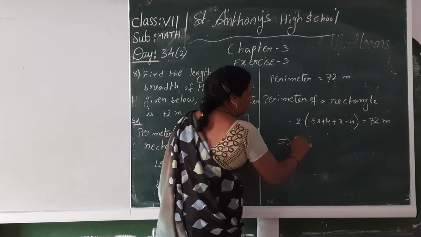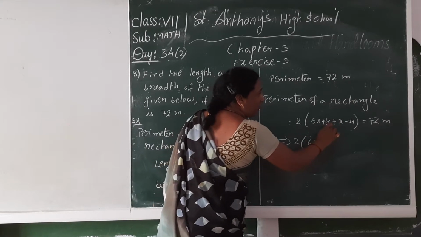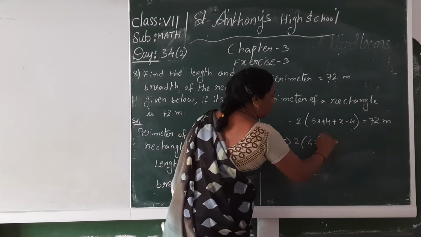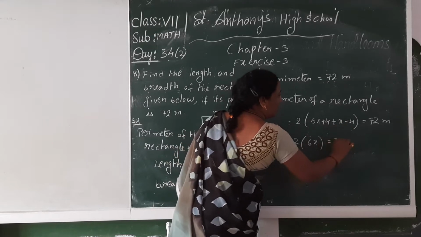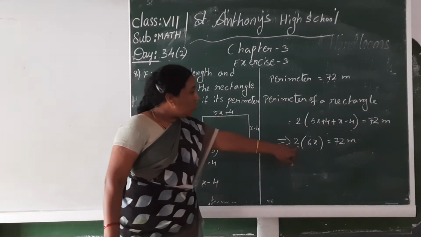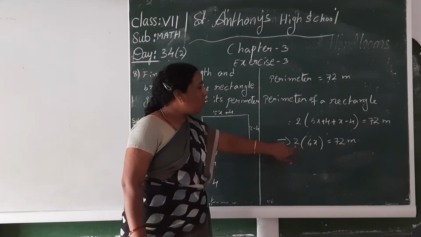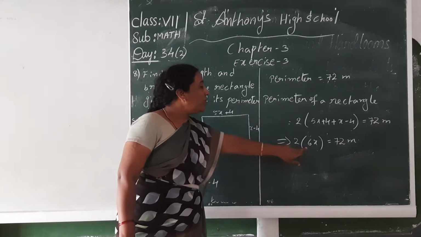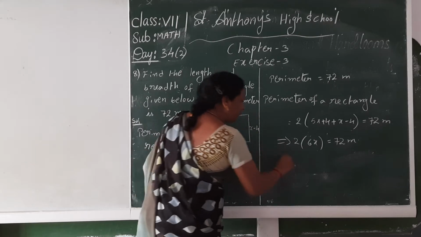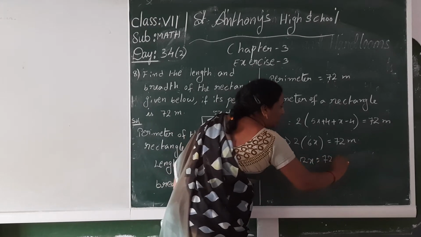Now 2 into, 5x plus x is 6x. 4 minus 4 is 0. Now 2 into 6x is equal to 72 meters. Now I have to multiply 2 and 6x. 2 into 6x is 12x. 12x is equal to 72 meters.